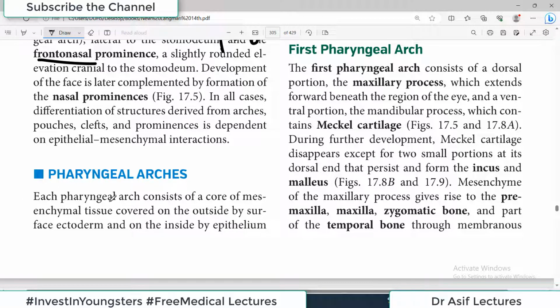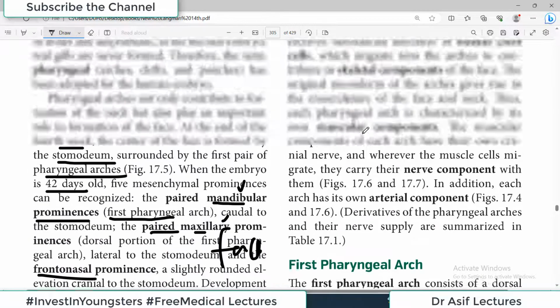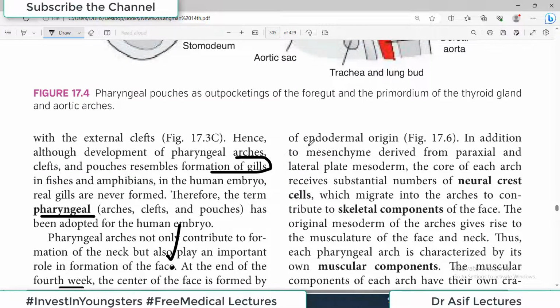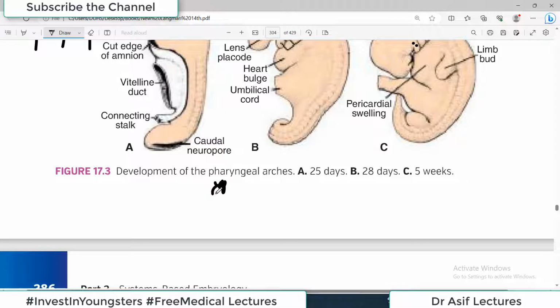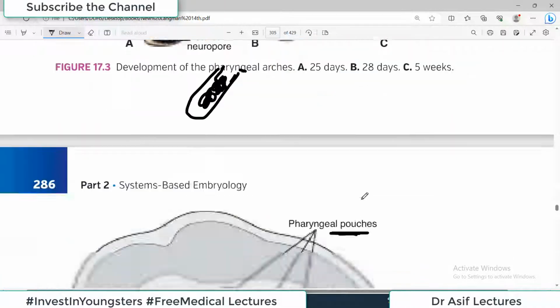Each pharyngeal arch consists of a core of mesenchyme. ये तो मैंने आपको बता दिया कि in the core there is a mesenchymal tissue, and on the outside it is obviously surrounded by the surface ectoderm. Inside it is surrounded by epithelium as well, which is of endodermal origin. So अगर हम pharyngeal arch की बात करें, if this is the mesenchymal core of the tissue, so on the outside it is surrounded by surface ectoderm, on the inside it will be lined with endodermal lining.